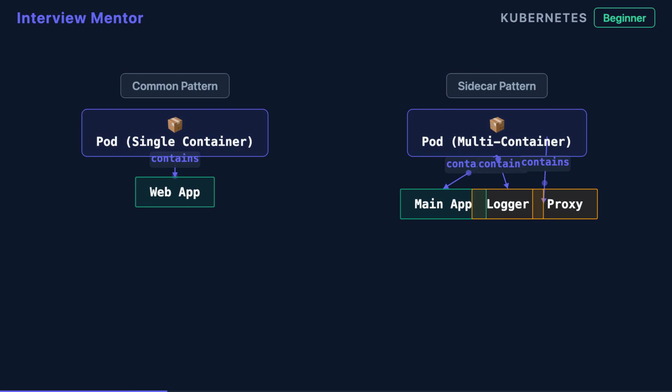A pod can contain one or more containers. In the simplest case, you have a single container per pod, like a web app. But pods can also run multiple containers together. Common patterns include an application container with a logging sidecar, or a main app with an authentication proxy. These containers are always co-located on the same node.